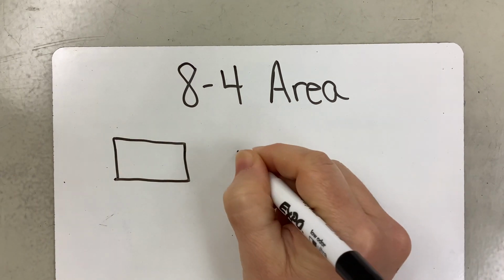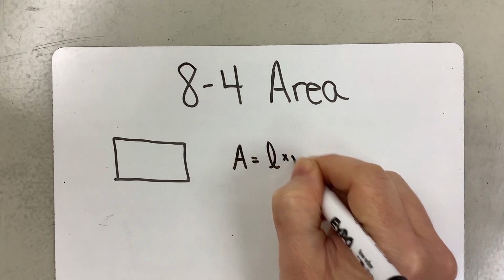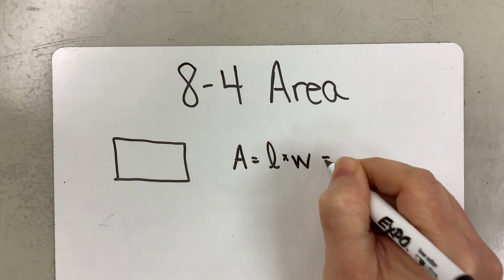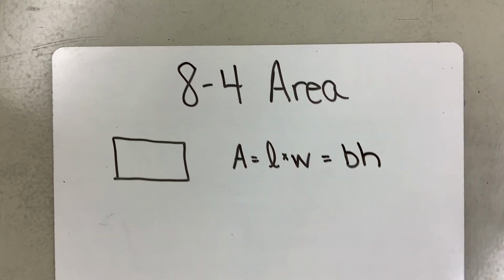And we know a rectangle, the area equals length times width. Or we could have also said base times height. It means the same thing.